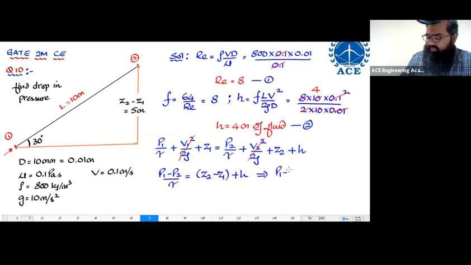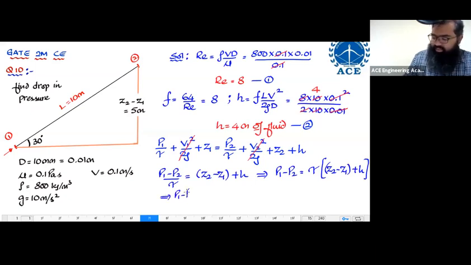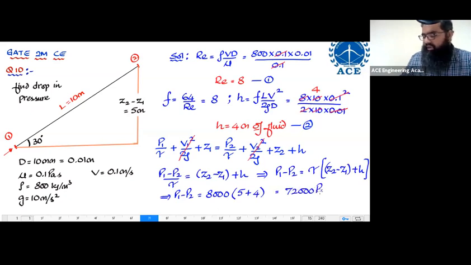This implies P1 minus P2 has to be equal to gamma times Z2 minus Z1 plus head loss. Gamma is equal to how much over here? Density 800, multiply by g, so gamma is 8000. Z2 minus Z1, we know it is equal to 5. Head loss over here is equal to 4. Value should give you the same answer, 72,000 Pascal equal to 72 kilopascal. This is supposed to be the value. Both the formats, you are supposed to get the same answer.